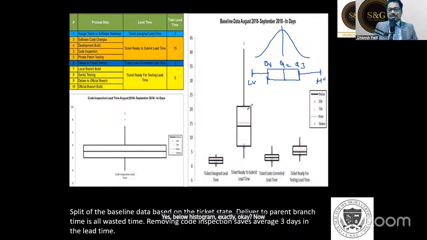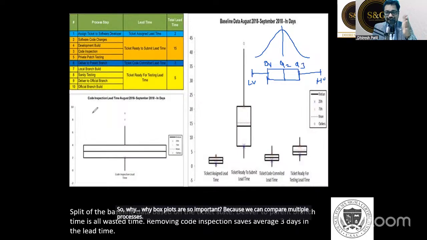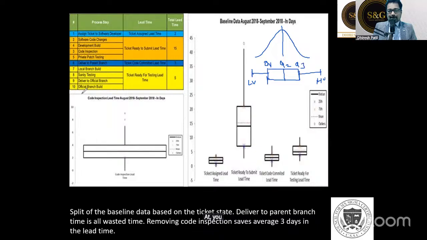Now the same has been made vertical. If I make it vertical, it will look like this. So why are box plots so important? Because we can compare multiple processes in one shot. For example, you can see here. Just look at this.